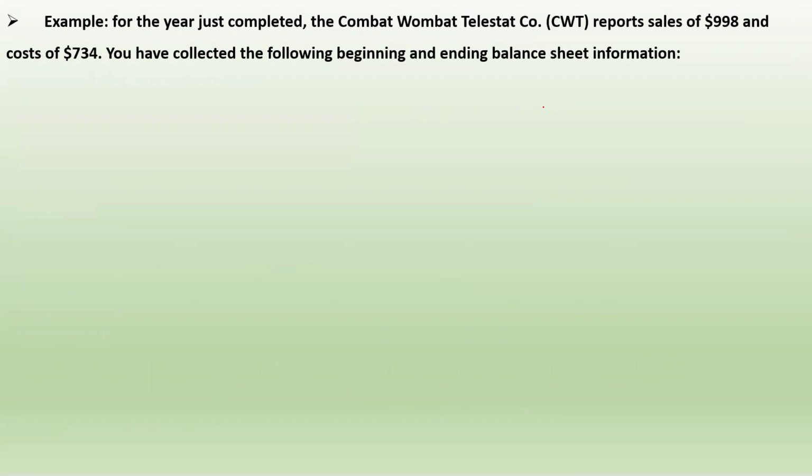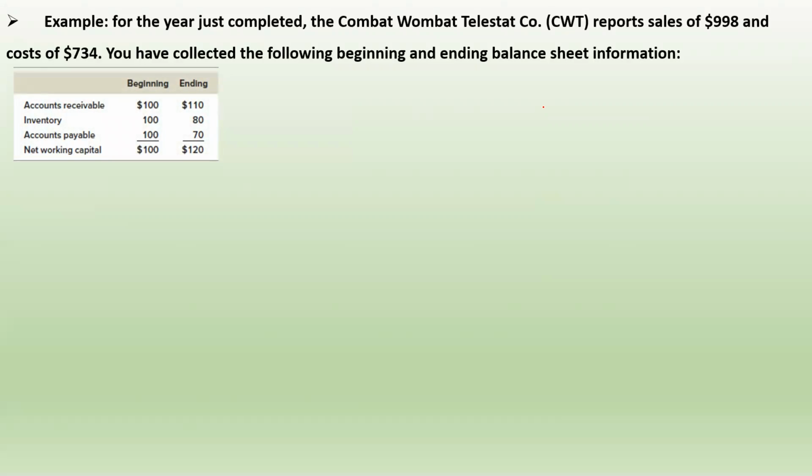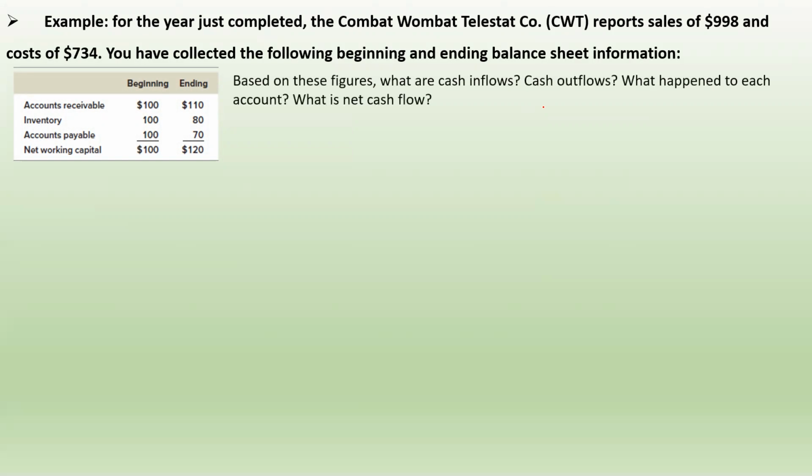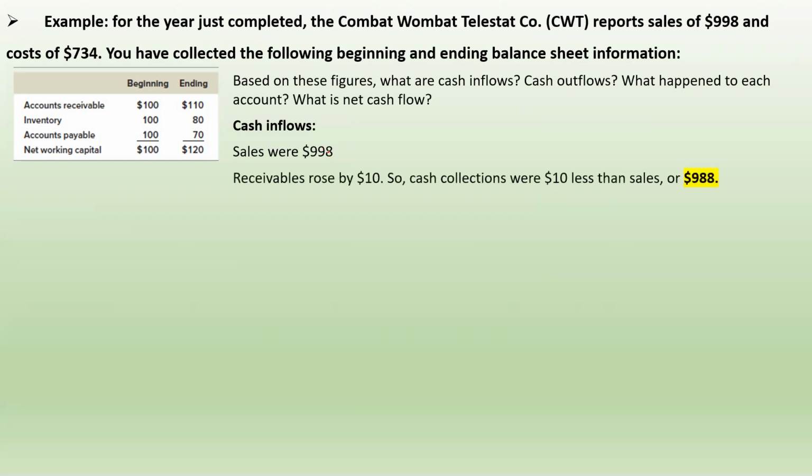One more example. For the year just calculated, the Combat Wombat Telestat reports sales of 998 and cost of 734, and you have the following information. Right now we include the inventory. So what's the cash inflow, the cash outflow, and the net cash flow? Cash inflow: first we have sales of $998. At least the majority of them are cash inflows.